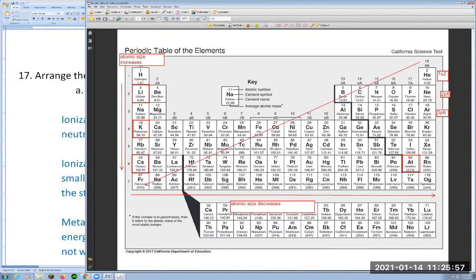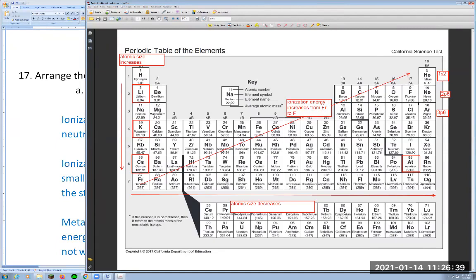The arrow is upside down. Actually, like this. So ionization energy will vary like this. Ionization energy increases from the lower left corner, from francium to fluorine, increasing from Fr to F. That's what you want to remember. Ionization energy increases from francium to fluorine.